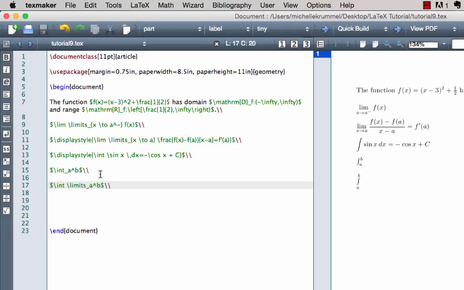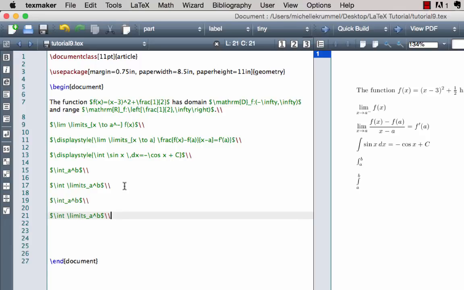If you want the integral symbol elongated, simply wrap it with display style. I'm going to just copy those last two commands, and we'll see what they look like with display style in front. Okay, so we get longer integrals, which sometimes looks nicer.